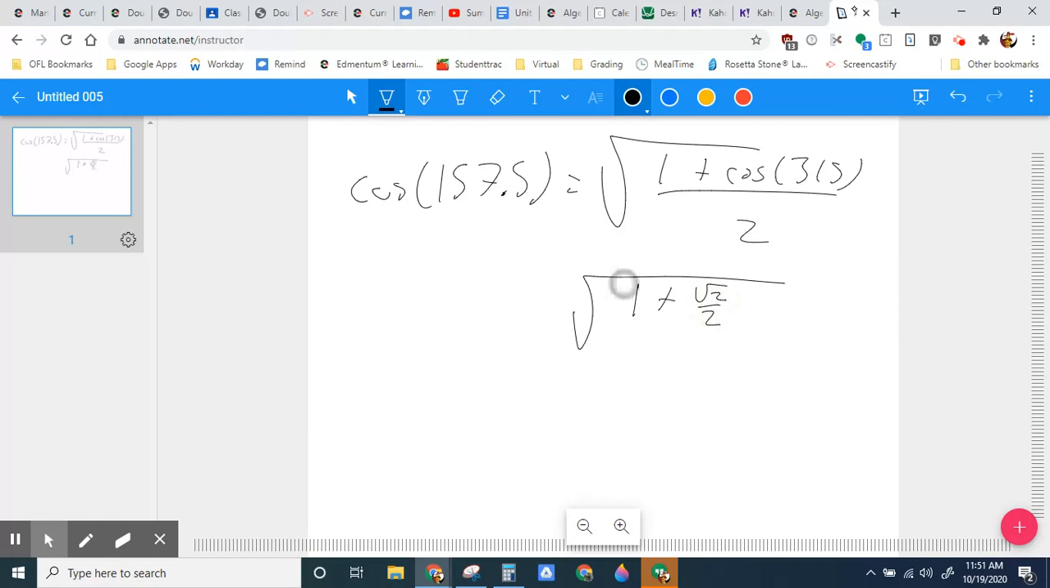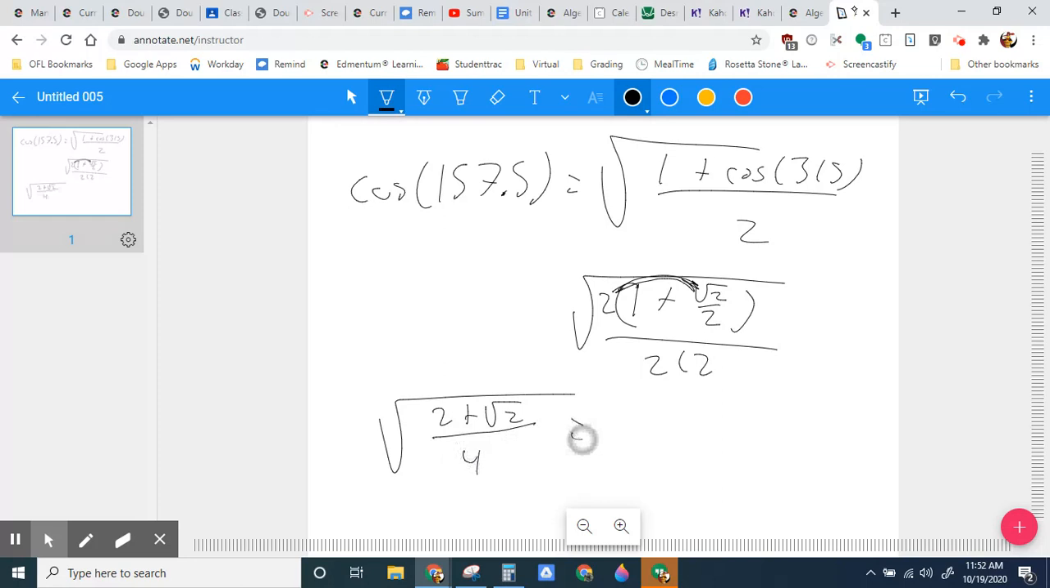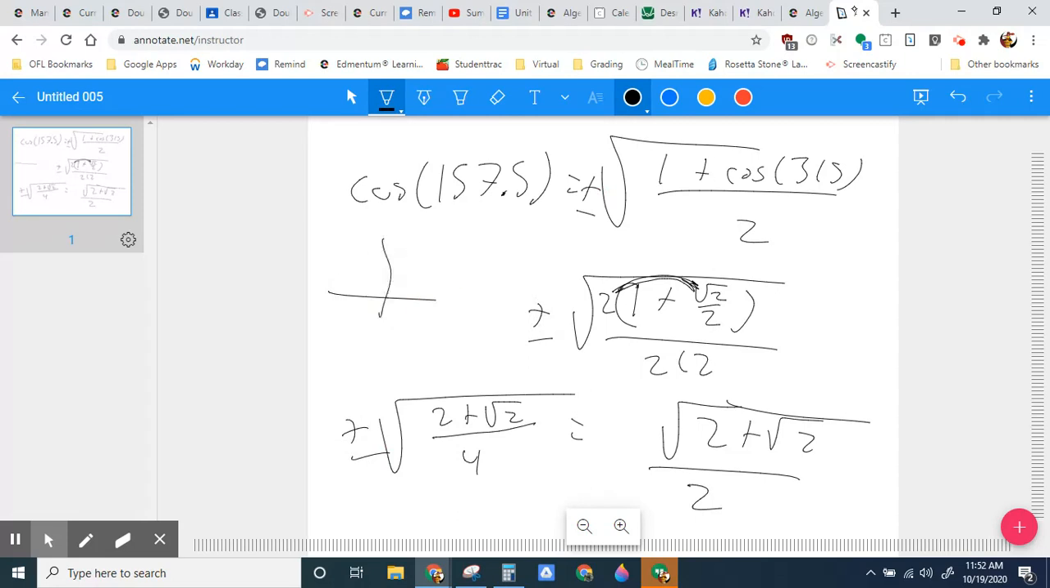I don't like this 2, so what I'm going to do is multiply everything on top by 2. And I'm going to multiply everything at the bottom by 2. So what happens here is I get square root of 2 plus square root of 2. Because I distributed this, when I distributed to this one, the twos canceled out, and then on the bottom I have 4. Well, the square root of 4 is just 2.